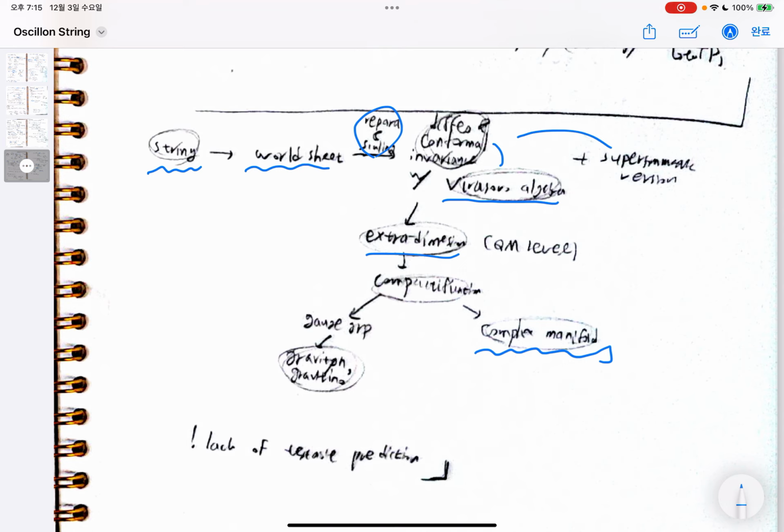But the problem of string theory is how to test the predictions, due to the very high energy scale of the Planck scale.